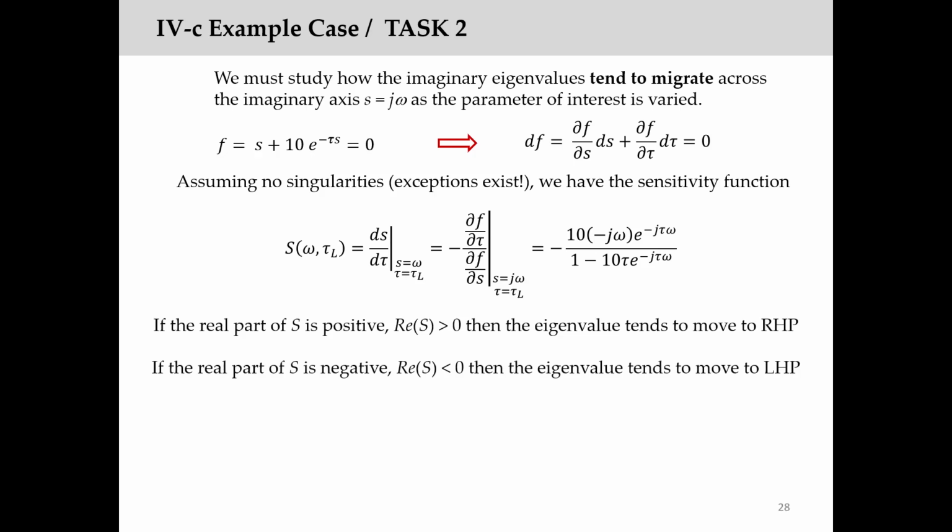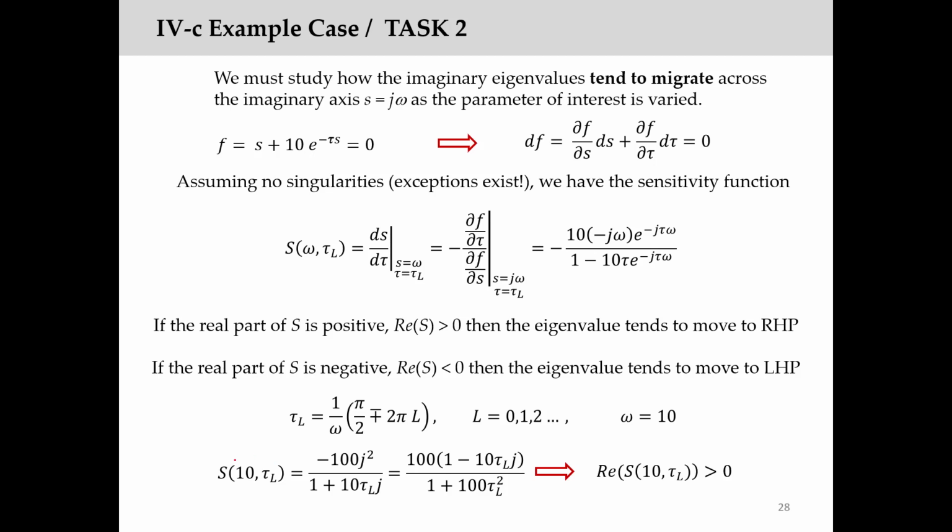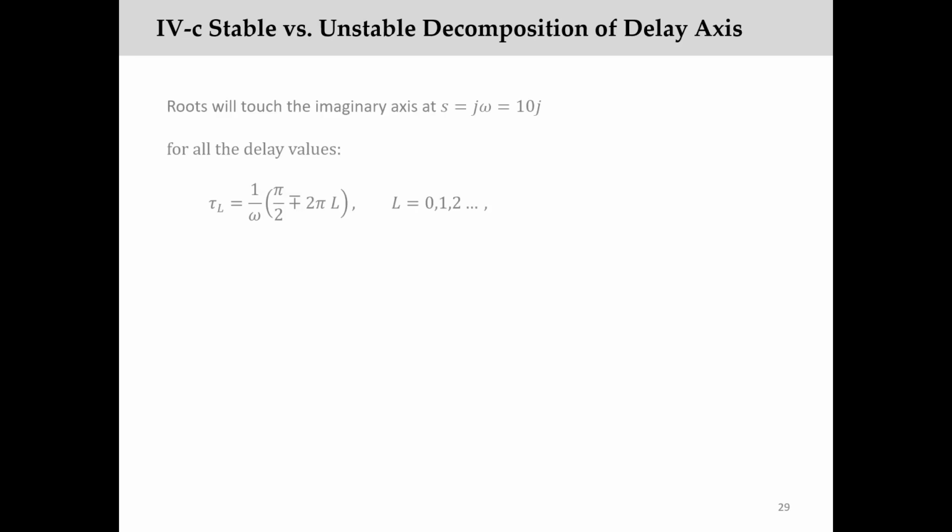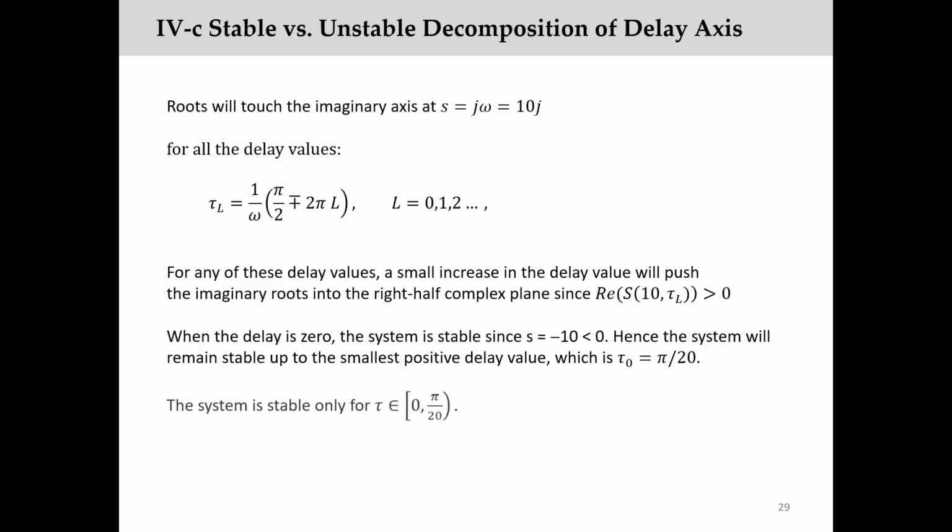And we already solved this problem. And what we found out is that at s equals j omega, where omega is 10, we find that the sensitivity is positive. And what does that mean? That means that the crossings are from left to right, and there are no crossings from right to left. And therefore, we can summarize what we have found out as follows.